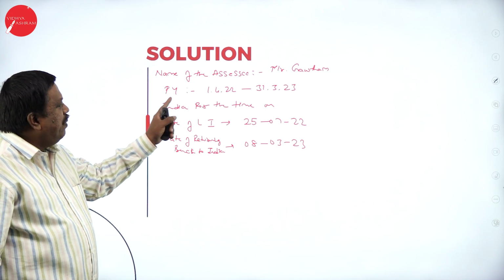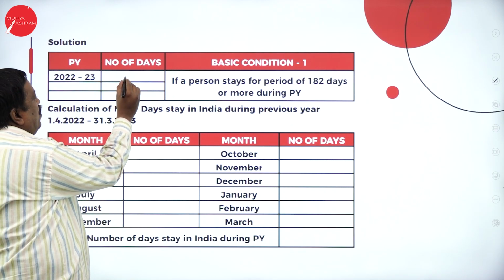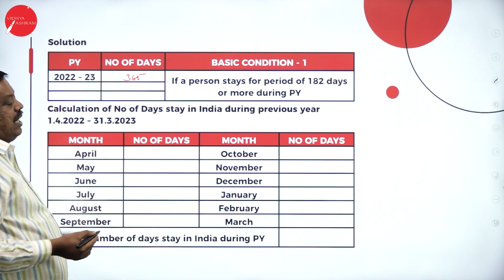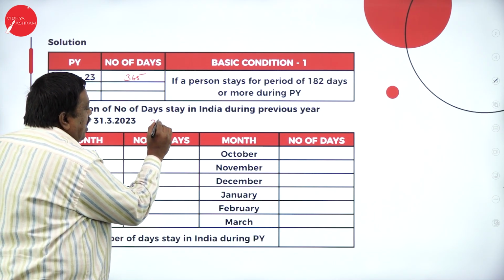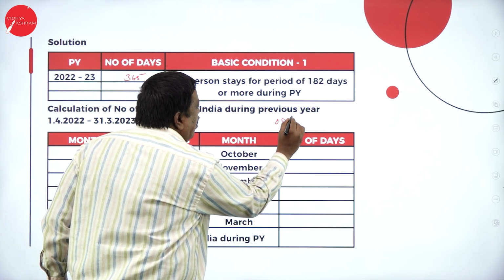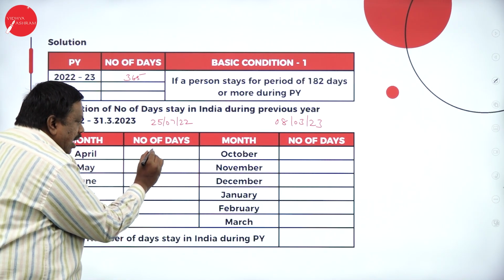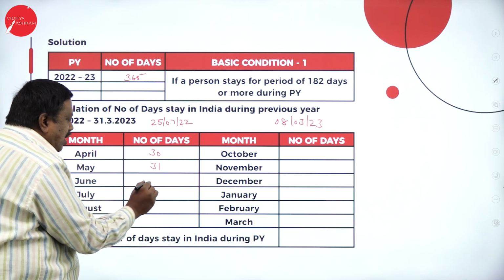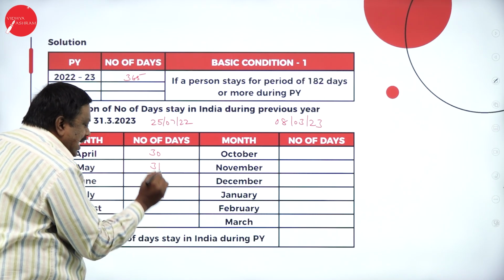We have to verify for previous year. So what is the total number of days we have in 2022-23? It is 365 days. Whether I've stayed in India for 365 or less than that, we have to verify. When I left India, 25th July 22. When I returned back, 8th March 2023. So now, in the month of April, I was in India. In the month of May, I was in India. In the month of June, I was in India. Up to July 24th, I was in India.